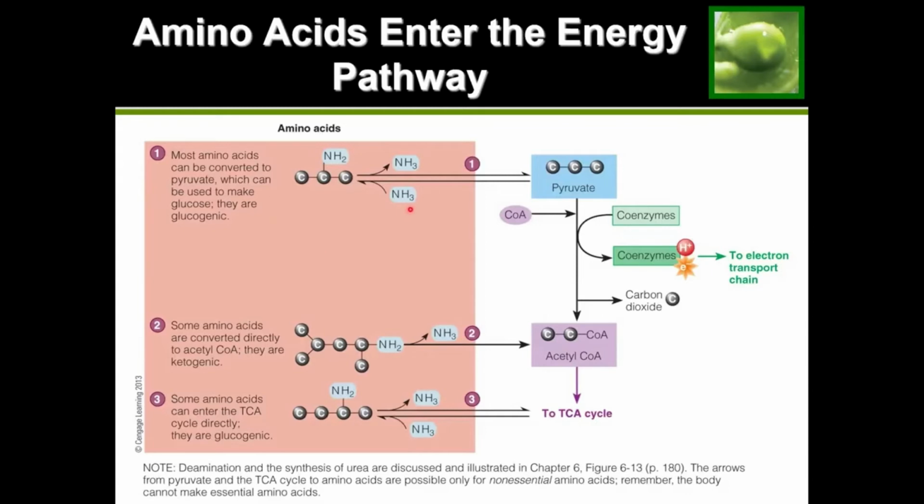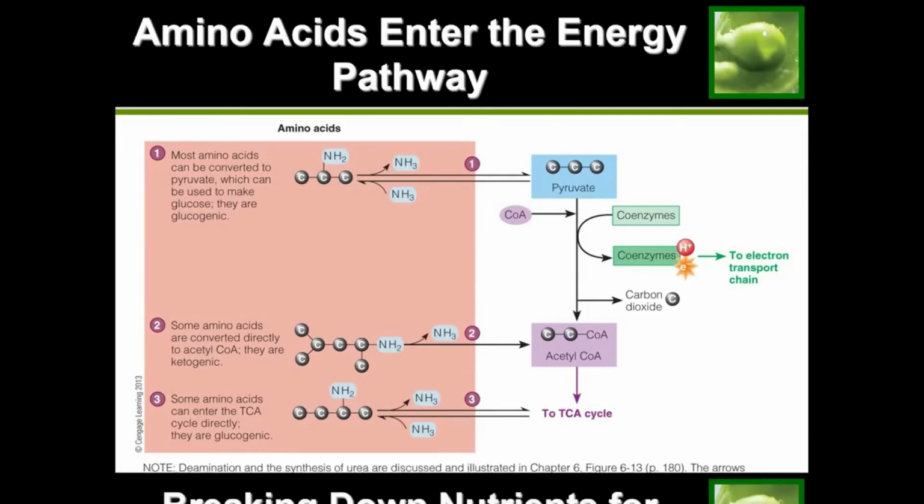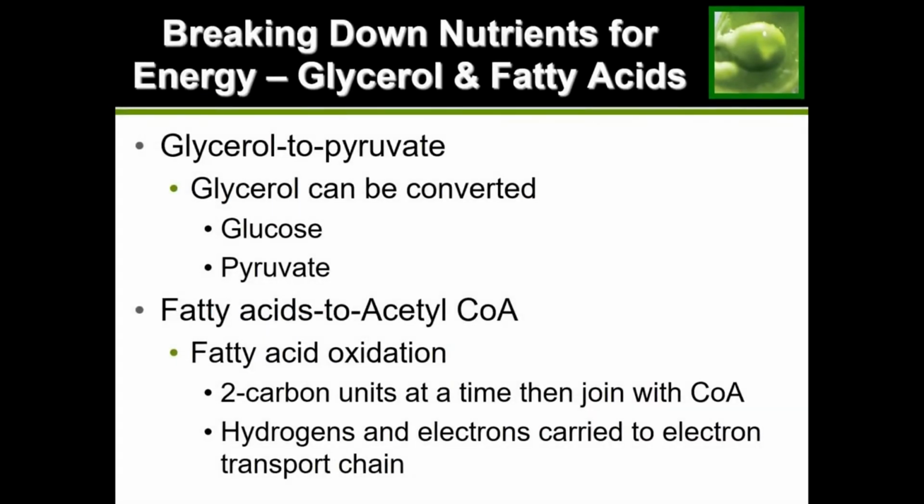So the first set enters into pyruvate, and that is glucogenic, meaning it can be used to make glucose. The second set of amino acids will enter by being converted into acetyl-CoA. That cannot reverse back up, so it cannot be used to make glucose. The third set of amino acids is glucogenic, and it is going to enter directly into the TCA cycle. Alright, so that covers the protein part of our metabolism pathway.